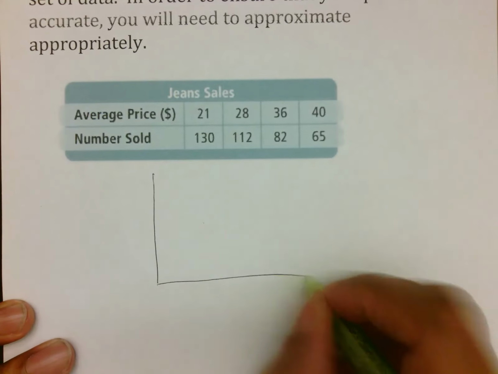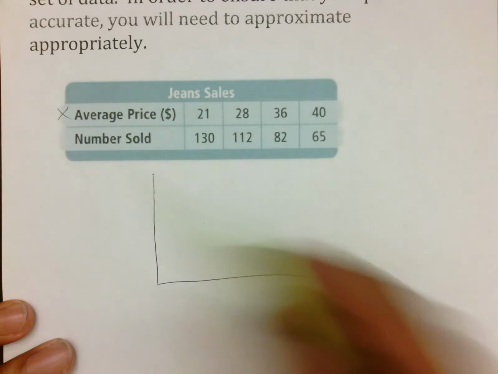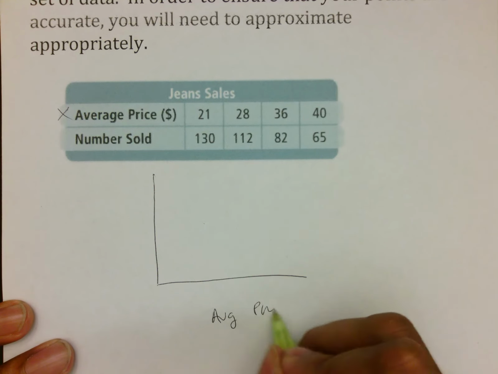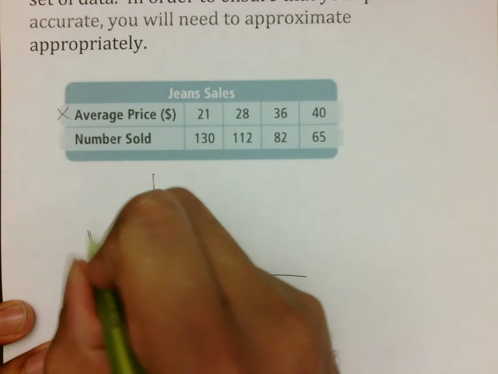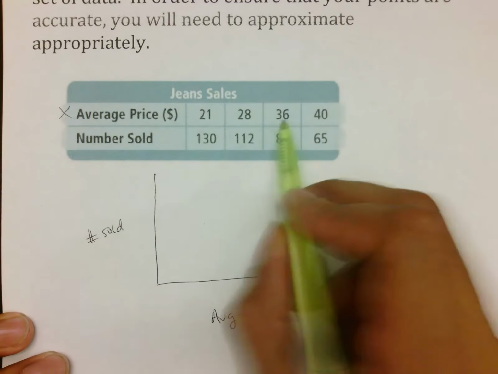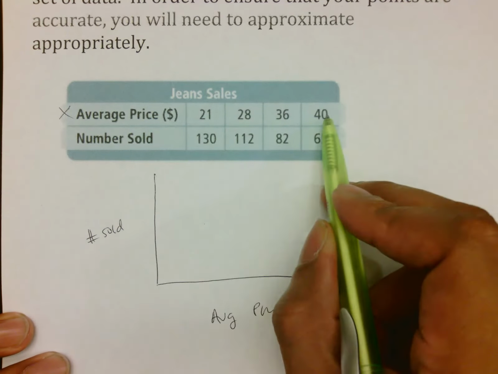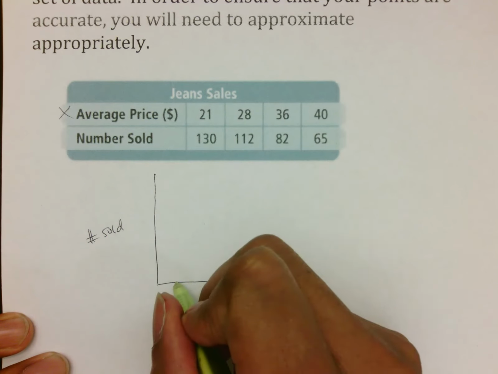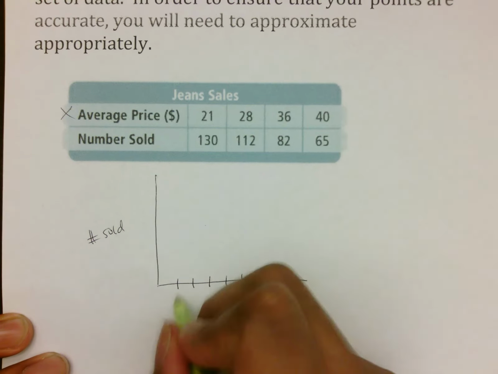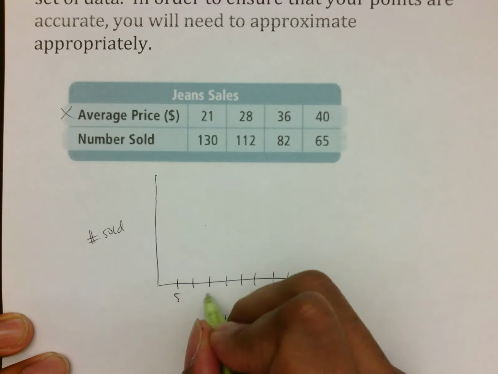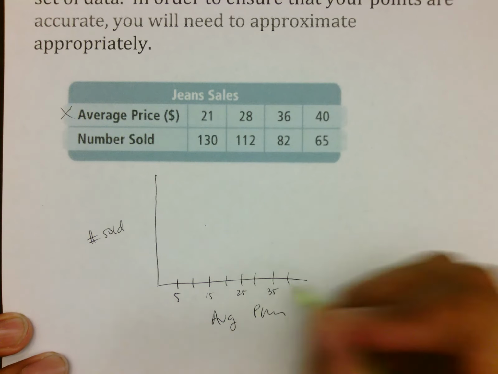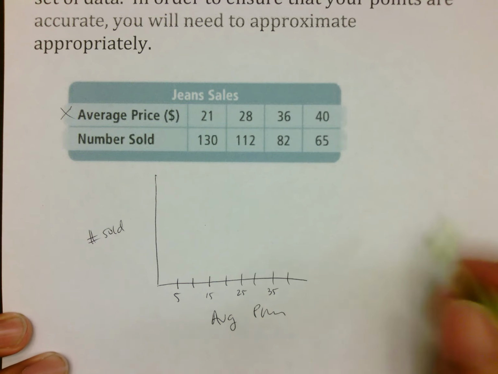In order to do a scatter plot, what you must remember is that this is your independent variable. So average price goes here, and this is number sold here. Now you need to make sure you have room for everything. So notice that the highest number is 40. So what I'm going to do is count by 5s: 5, 10, 15, 20, 25, 30, 35, 40. You don't need to label all of them, but if you're making one, making a label that actually allows them to follow is good.